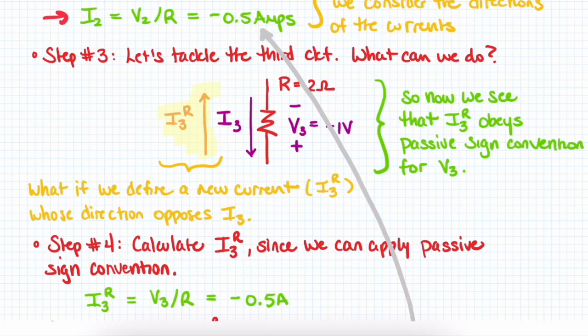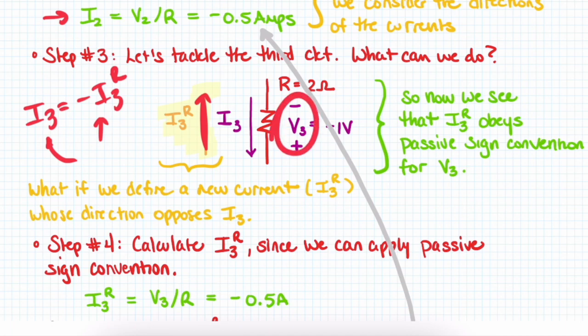I would say it's generally easier just to define another referential voltage or referential current that does obey the passive sign convention, solve for that, and then flip it as needed. So that's what we did here. We defined this new current called I3R, reversed, and we know these directions oppose one another. So I3 equals negative I3R. So we can solve for this and then come up with that. And like I said before, I3R does obey the passive sign convention when compared to this V3 over here.